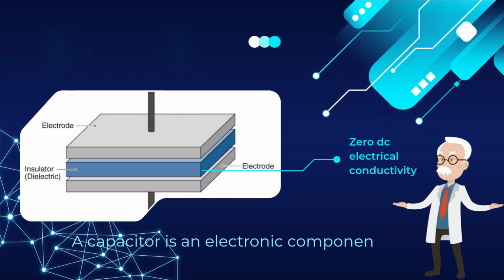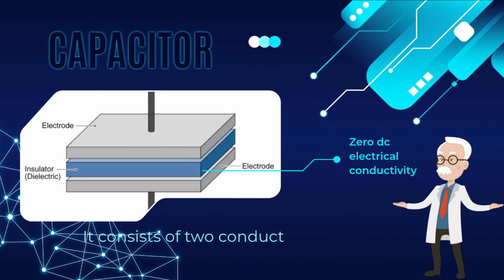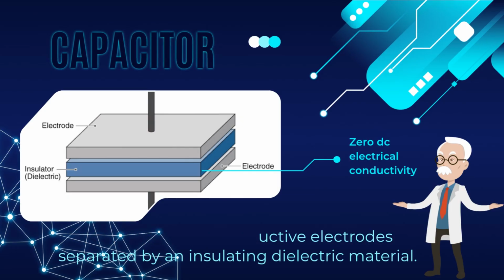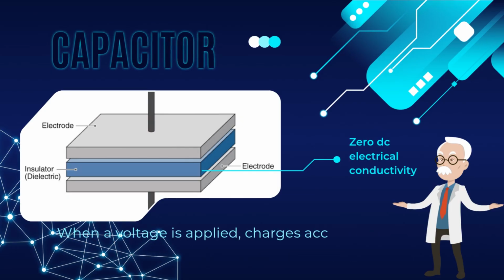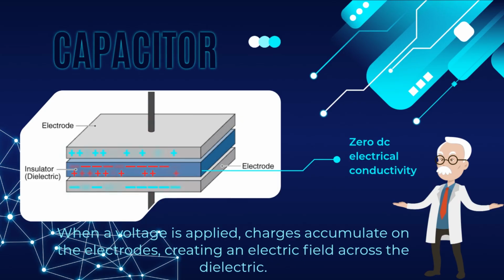A capacitor is an electronic component that stores electrical energy. It consists of two conductive electrodes separated by an insulating dielectric material. When a voltage is applied, charges accumulate on the electrodes, creating an electric field across the dielectric.